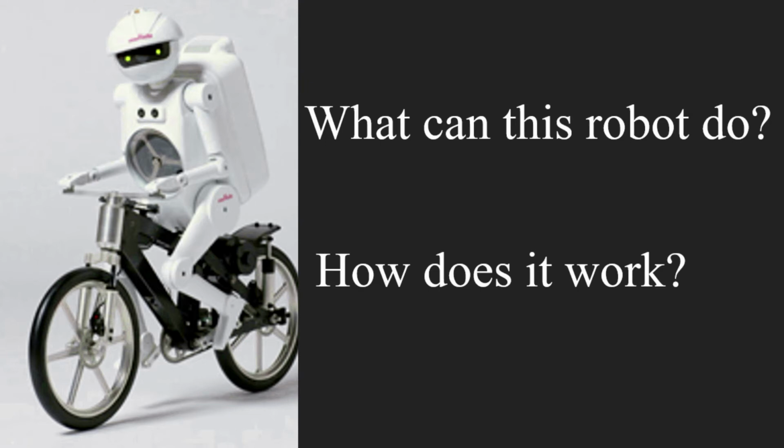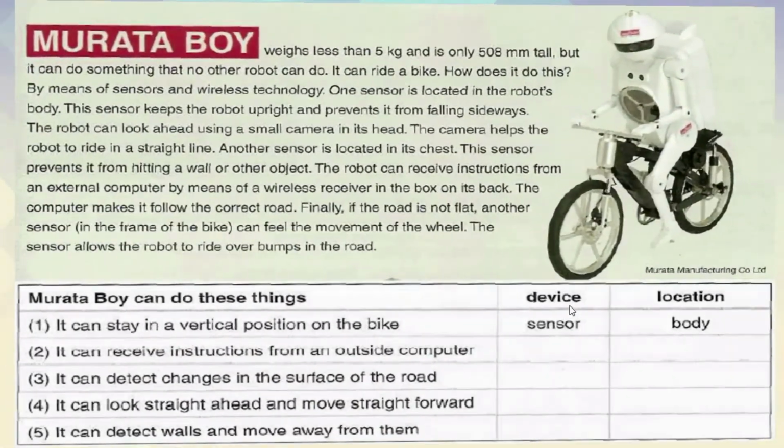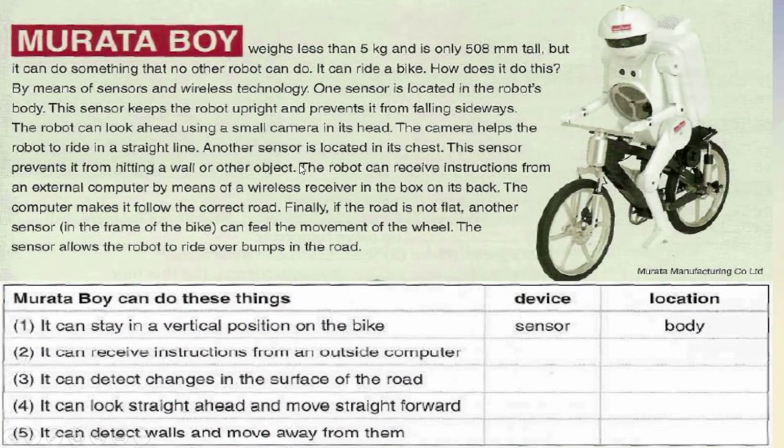You are going to read an article about this robot on page 9 of your course book. Now open your course books to page 9. This is the article about this robot on page 9 of your course book. What is the name of the robot? Its name is Morataboy. You're going to read the article and complete this table.